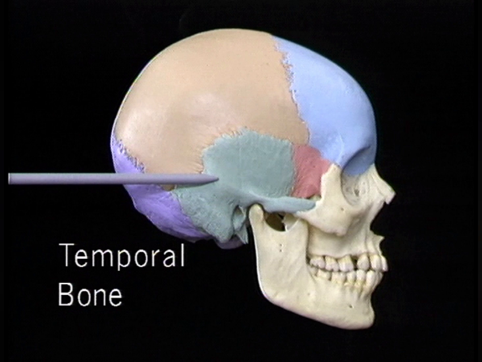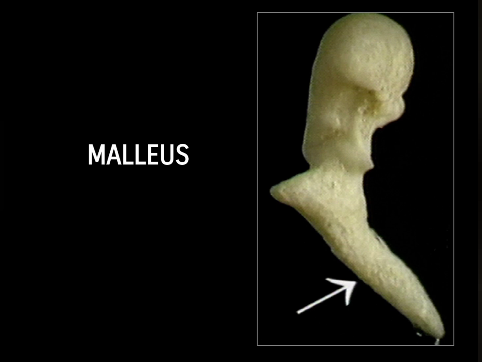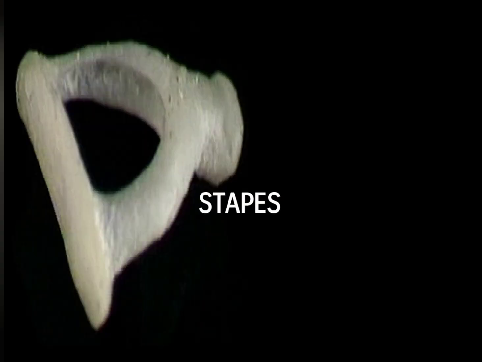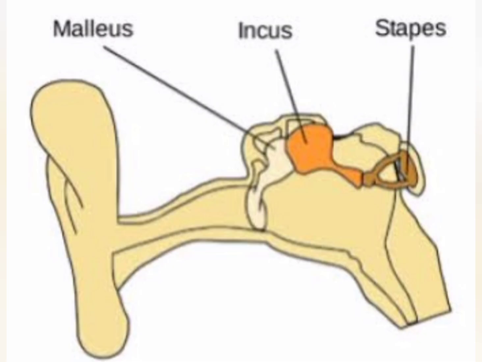It has 3 ear ossicles. Malleus is a paired bone. It is hammer shaped. Incus is a paired bone. It is anvil in shape. Stapes is a paired bone. It is stirrup shaped. It is the smallest bone in our body. These 3 ear ossicles are present in the middle ear.